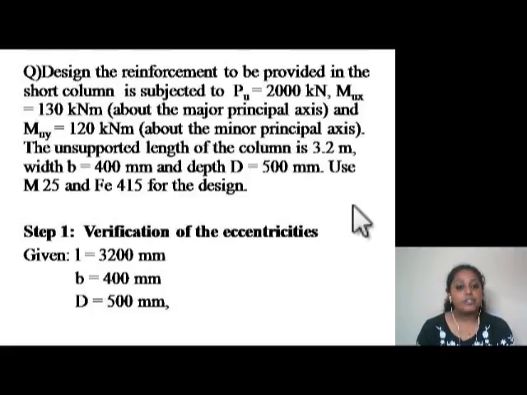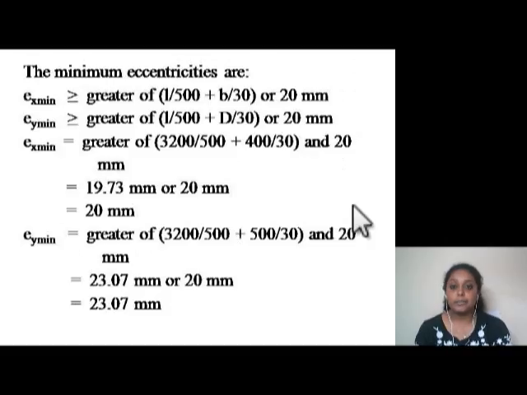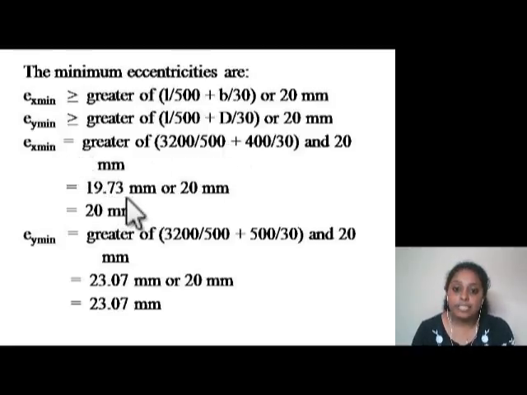Step 1. Verification of the eccentricity. L is given as 3200 mm, B is given as 400 mm and D is equal to 500 mm. This is the equation we know, Ex minimum and Ey minimum. We have to substitute the values of L, B, D. So we will get Ex minimum as 19.73 mm or 20 mm. We have to take the greater one, that is 20 mm, and Ey minimum we will get as 23.07 mm or 20 mm. So we are taking 23.07 mm.